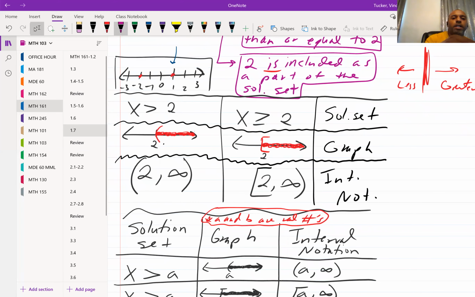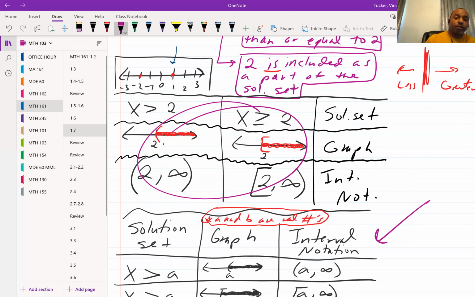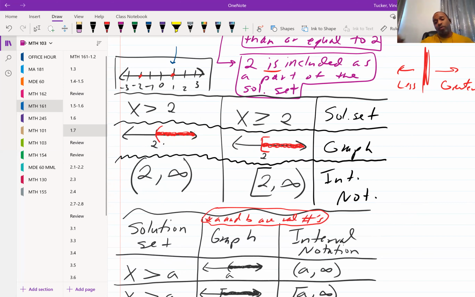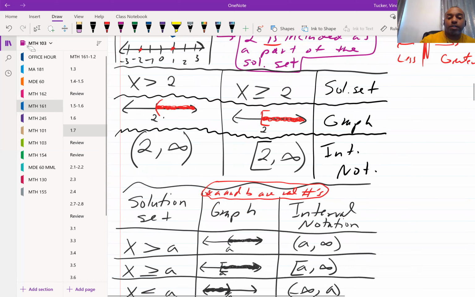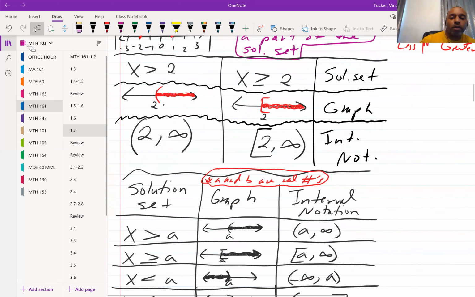All right. So the next thing is I'm just going to do a generic graph of all of the scenarios that you will see. Here specifically we use 2, but if you look at this red statement right here, it says A and B, which is going to represent real numbers. So these are going to be the scenarios you will have no matter what your numbers are. Just your symbols will dictate whether you shade to the right or left.